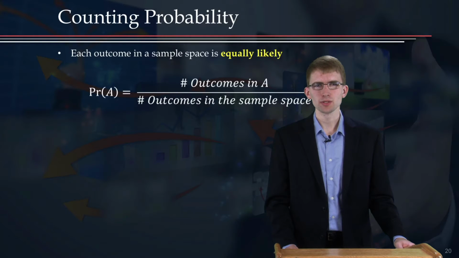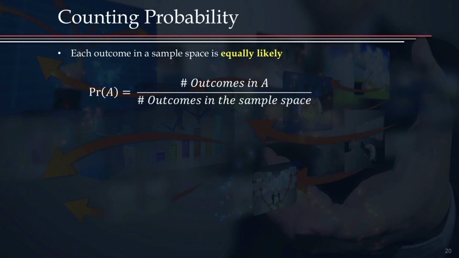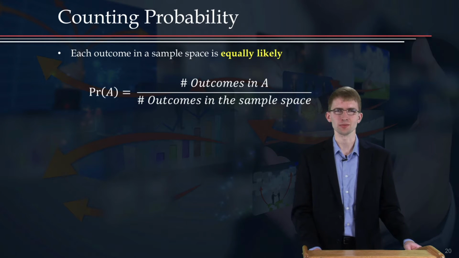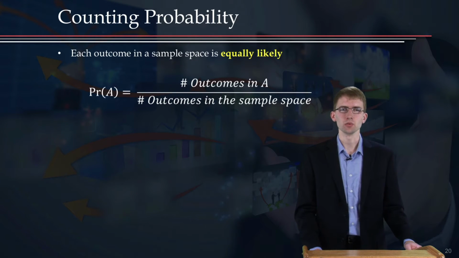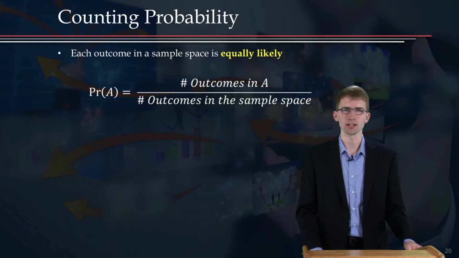Now that we have an understanding of the key concepts, we're ready to do some calculations. And we'll begin in a setting called counting probability. So counting probability is a very simple setting where all outcomes of an experiment are equally likely. And when this is the case, calculating probabilities just reduces to counting the number of outcomes you're interested in and dividing by the total number of outcomes.